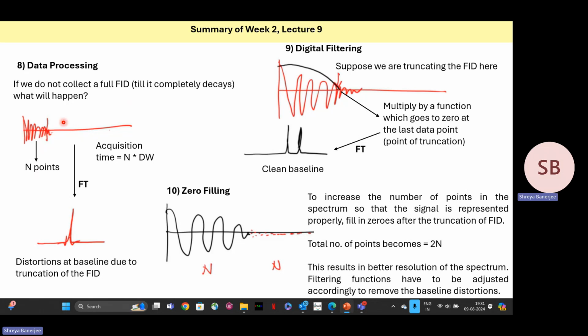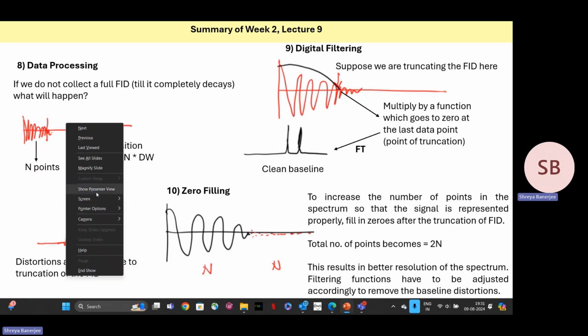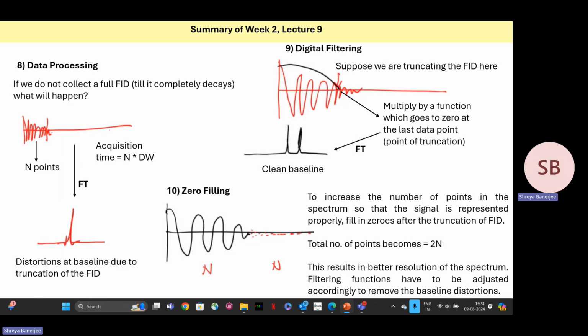Now, suppose the FID is actually decaying here, but we are collecting only up to here. So we are collecting a truncated FID. What this will do is that it will cause some distortions at the baseline. So the moment we see distortions at the baseline, like you can see here, this means that we have not collected the full FID. We have collected a truncated version of the FID, which is now causing the distortions.